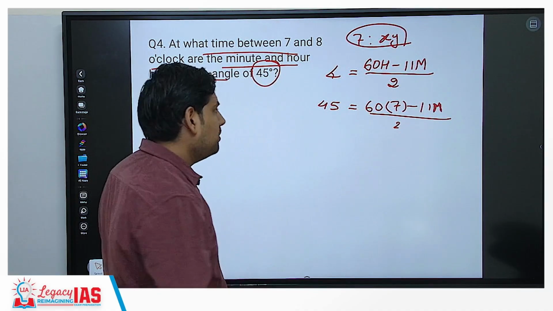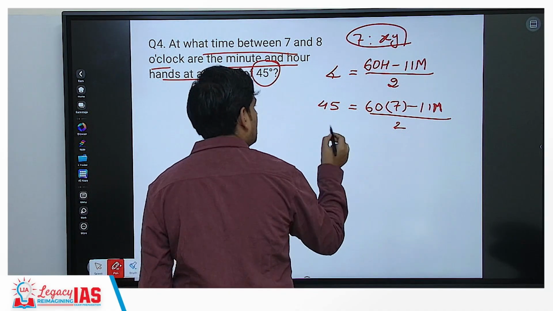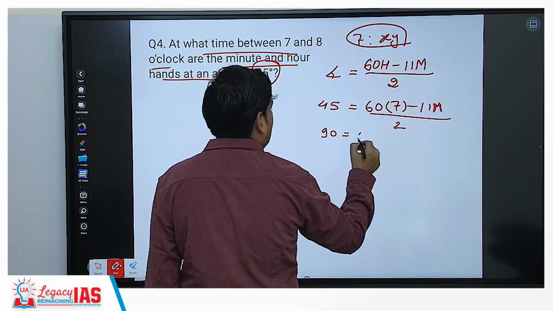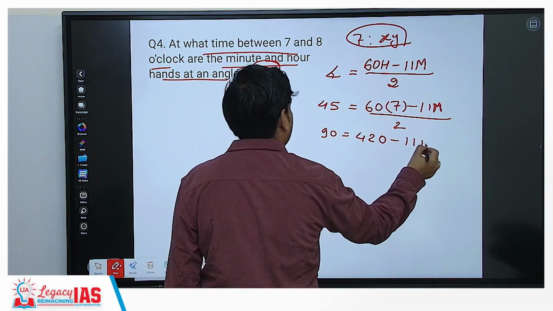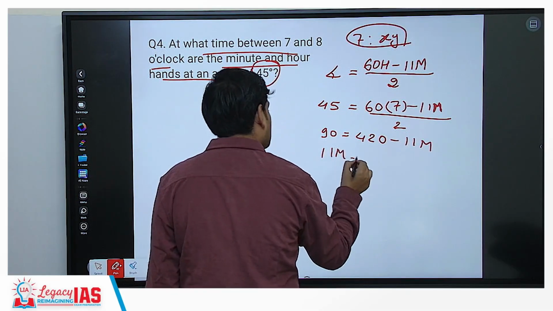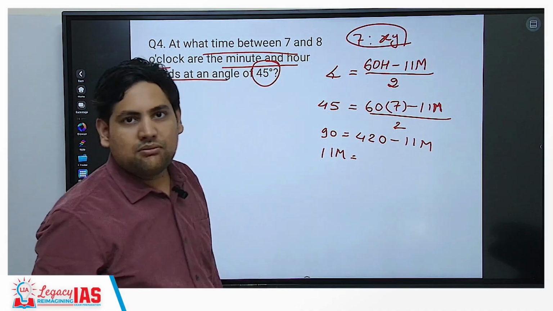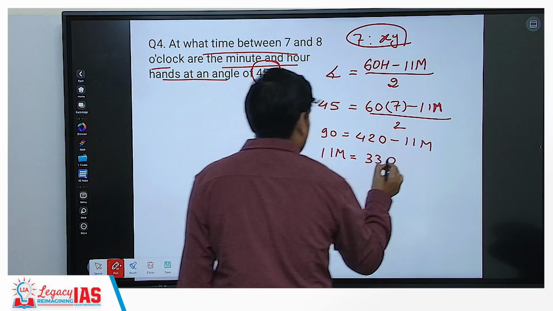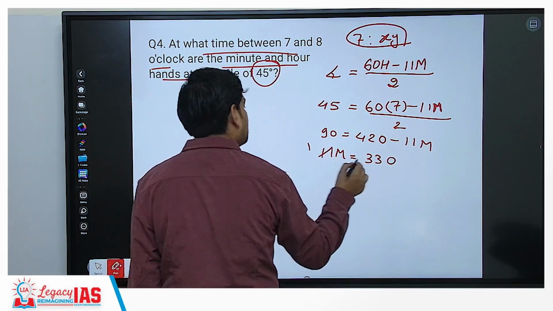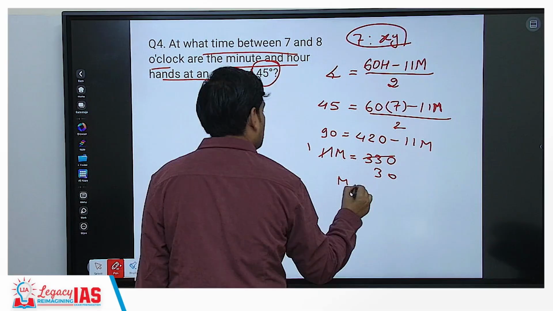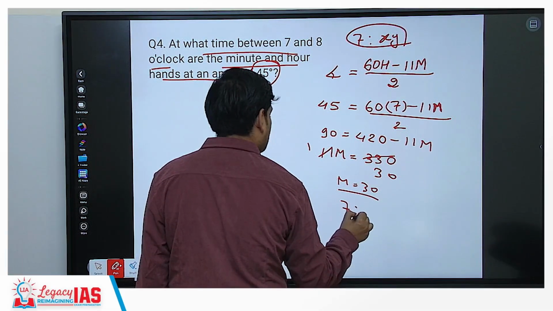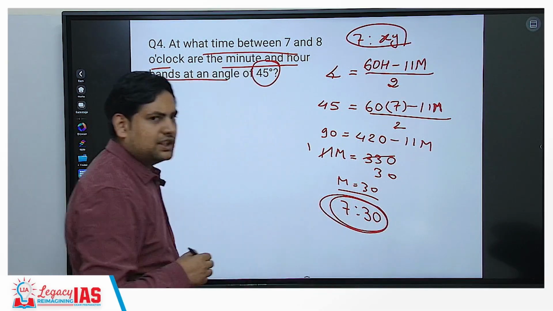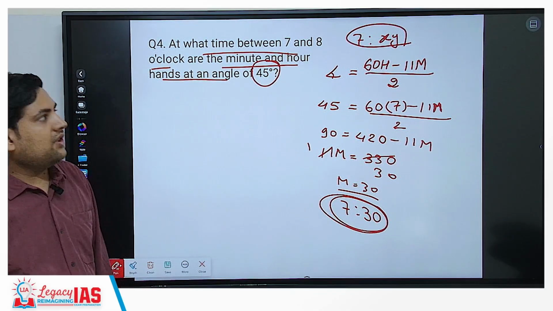Correct? How will you do this? Multiply by 2. So this becomes 90 and this becomes 60 into 7, which is 420, minus 11m. 11m you send there, this becomes 420 minus 90, that is 330. Now 330 will go how many times? 11 times, 30. So m comes out to be 30, or the time comes out to be 7:30. This is the time, that is 7:30.